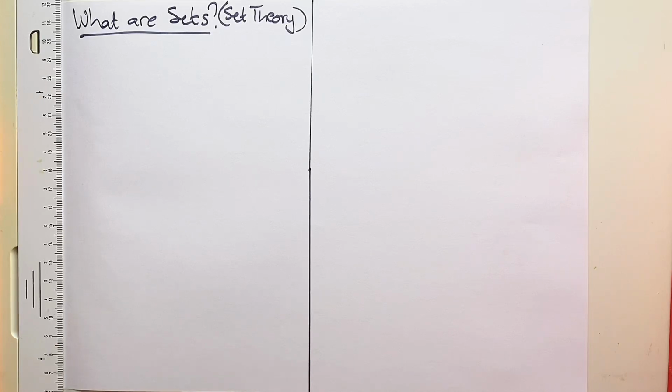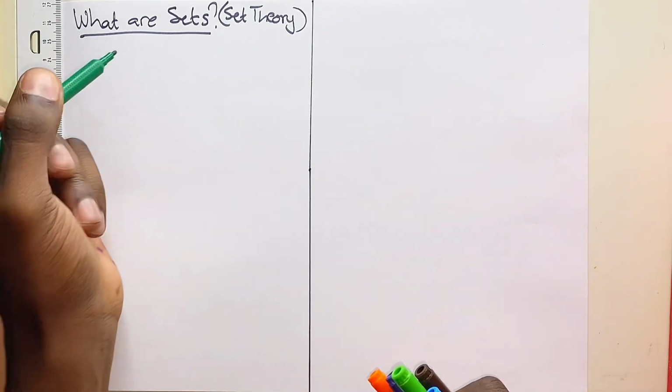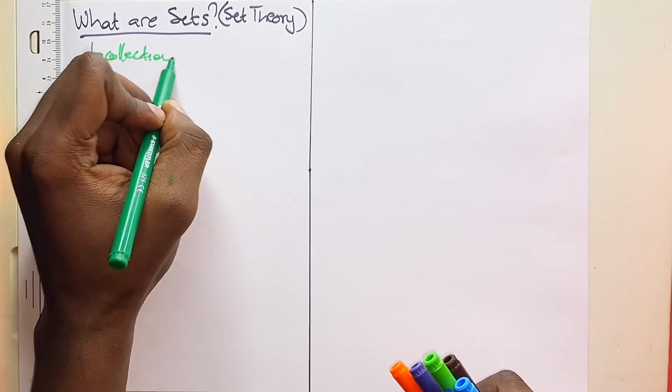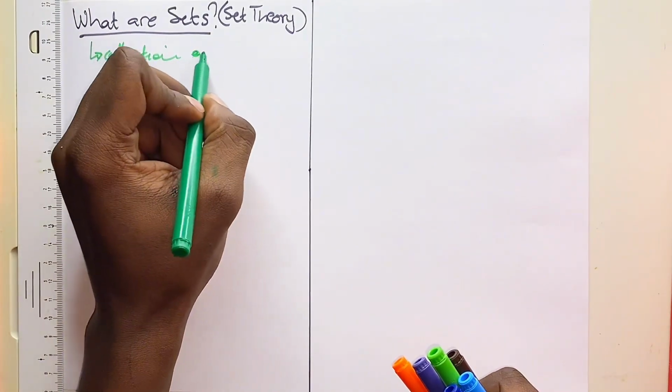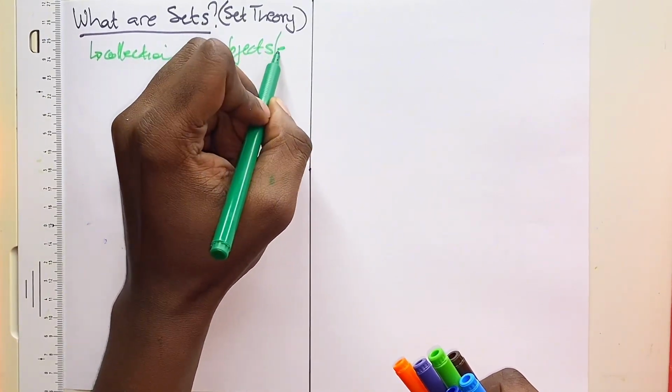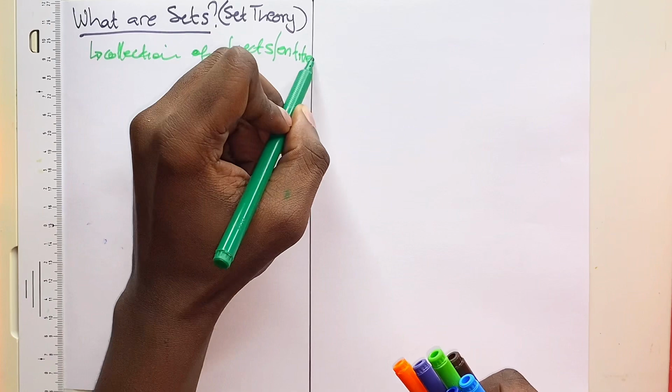A lot of times in statistics, you will hear about set theory. Now, I want to discuss what sets are. When we talk about sets, we are talking about a collection of things. The word set is just a collection of objects, or I can call them entities.